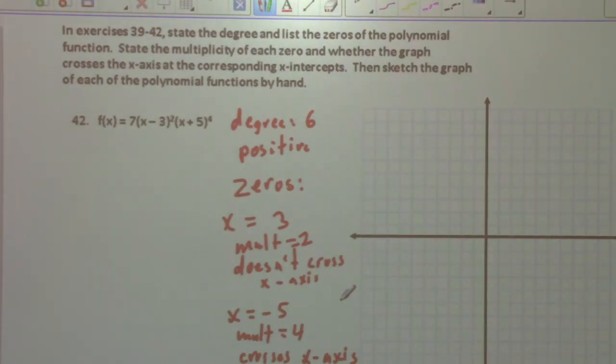So now let's go ahead and graph. That's the beauty of this thing here. Okay, so we have x equals 3. Yeah, we have x equals -5. And 1, 2, 3, 4, 5. And we're going to start, and we're going to end. And so we start, we come down here, and at x equals -5, are we crossing the x-axis?